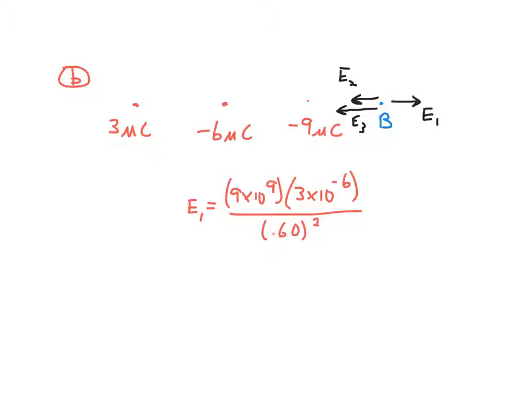And then E sub 3 will be a huge vector, because you're going to have a huge charge. So you just change this 3 to a 9, and this distance to 0.20, very close distance, squared. That'll give you E sub 3.